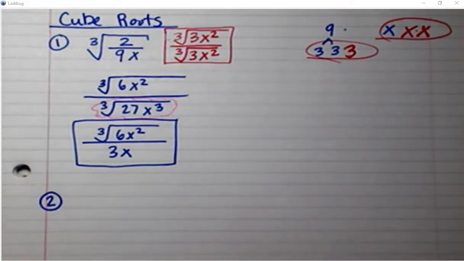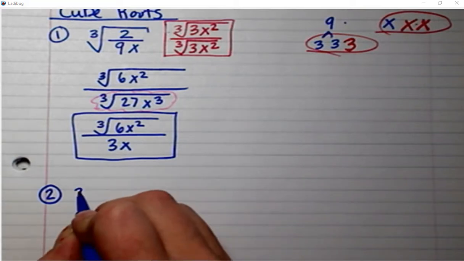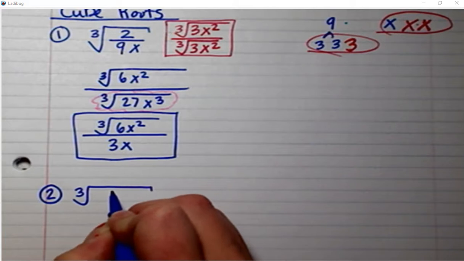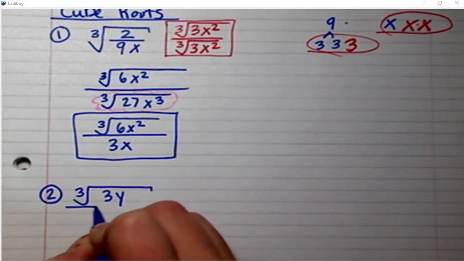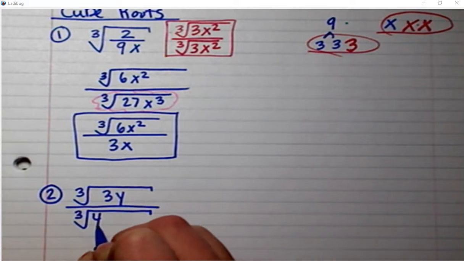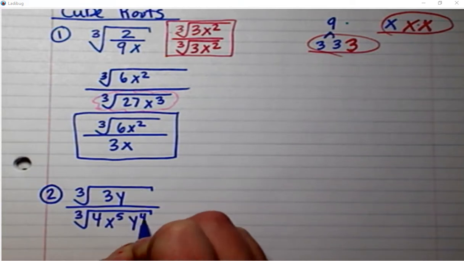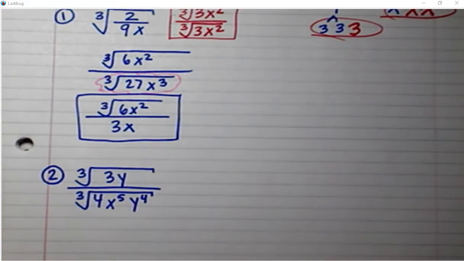Another perfect cube. Here we go. All right. Cube root of 3y over cube root of 4x^5y^4. Okay. Ooh, I see lots of numbers. Maybe I should simplify first.